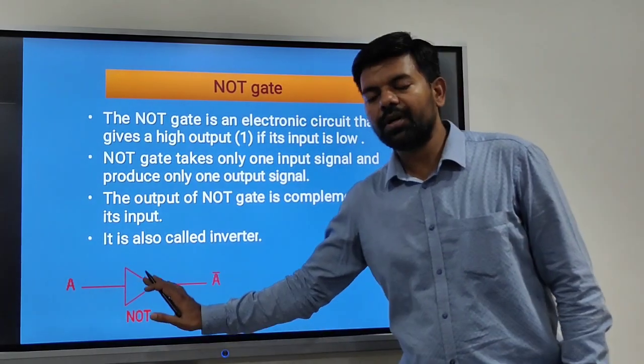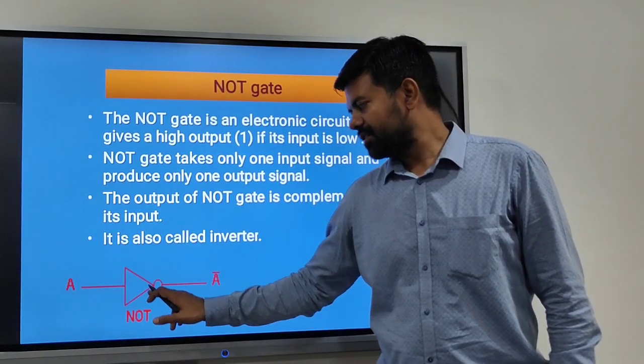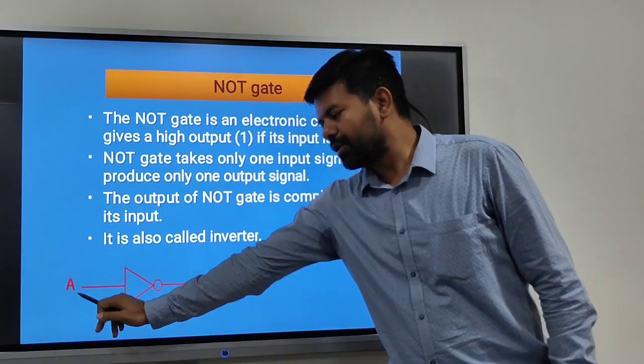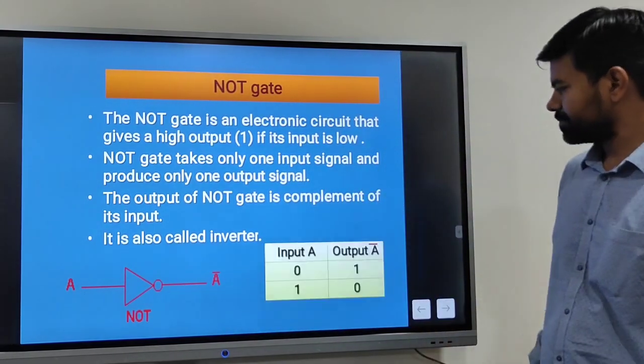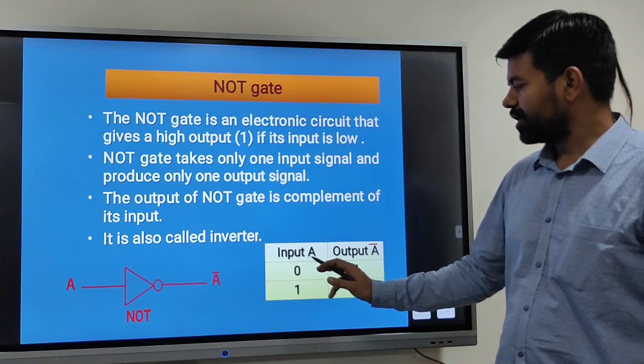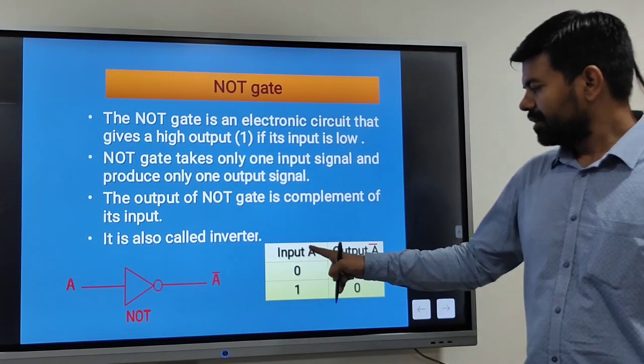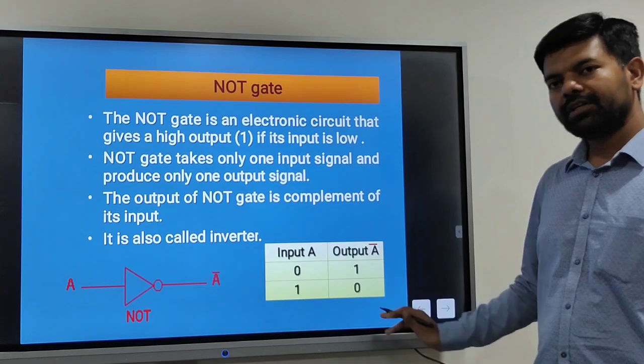It is also called an inverter. This is the basic symbol of the NOT gate, in which we see one input and one output, and the output is the complement of the input. This is the truth table. In the truth table we see input 0, output complement 1, input 1, output complement 0.